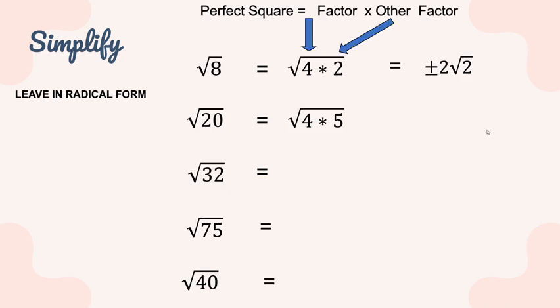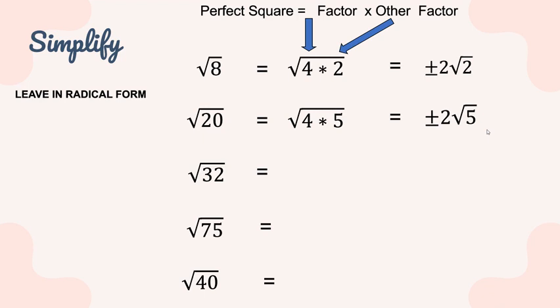So again, I'm going to split this up. I'm going to take the square root of 4. Well, the square root of 4 is positive 2 or negative 2, so that's plus or minus 2. And then I leave what's left underneath the radical sign. I'm going to leave that 5. So this most simplified form of the square root of 20 is plus or minus 2 times the square root of 5. Remember, when you have a number outside the radical sign, it is meaning multiplication.